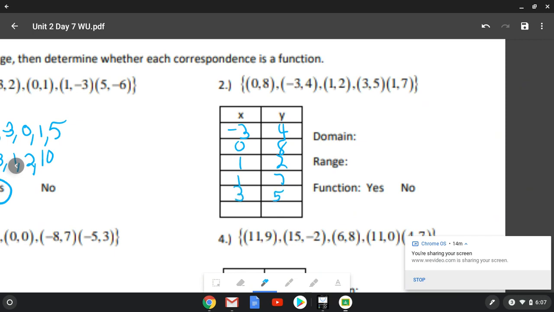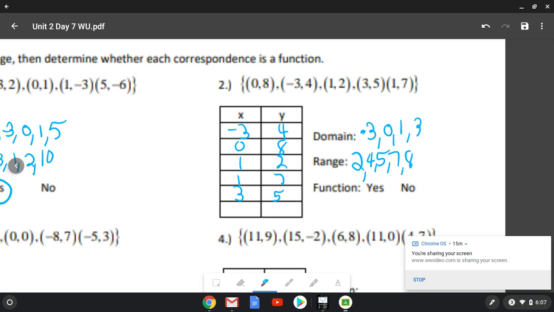All right, so let's take a look here. My domain are all of my x values in order. So I have -3, 0, 1, and 3. You don't have to write the 1 twice. If you see it twice, you just have to write it once for your domain and range. My range in smallest to biggest is 2, and then 4, 5, 7, 8.